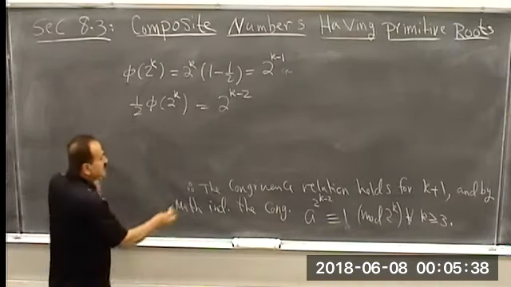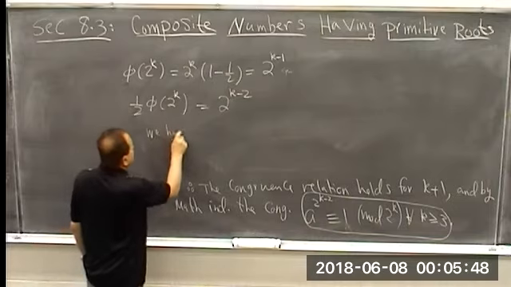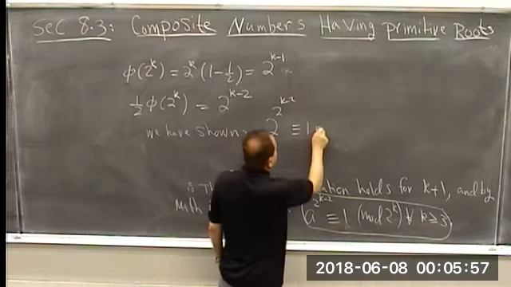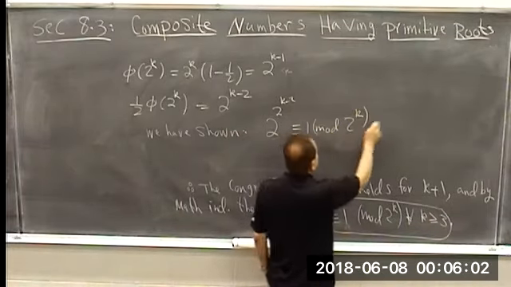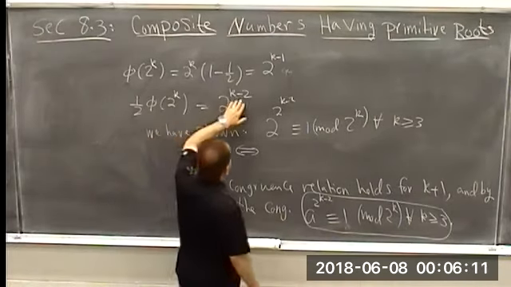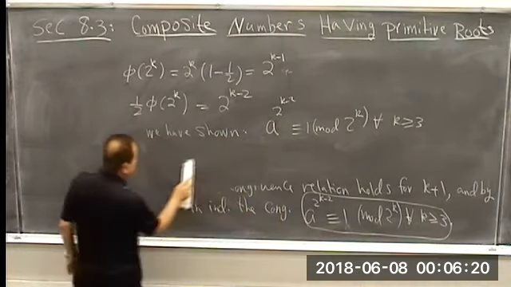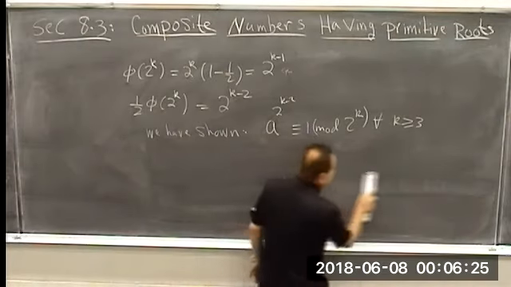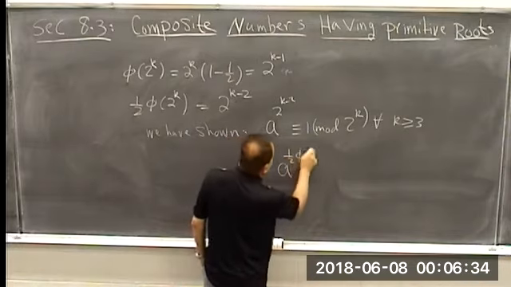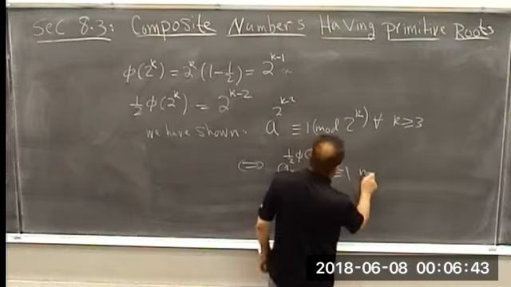And then we have shown this congruence relation, let me write it down in here. We have shown a to the power 2 to the k minus 2 is congruent to 1 mod 2 to the k. Remember, this is for every k bigger than or equal to 3. Sorry, this is not 2, this is a. So this is equivalent to saying, we're going to write it in terms of the phi, that a to the power of 1/2 phi of 2 to the k is congruent to 1 mod 2 to the k.